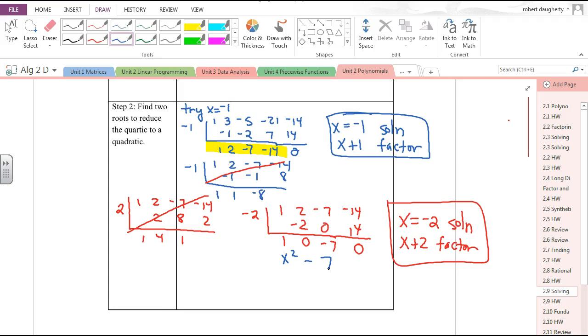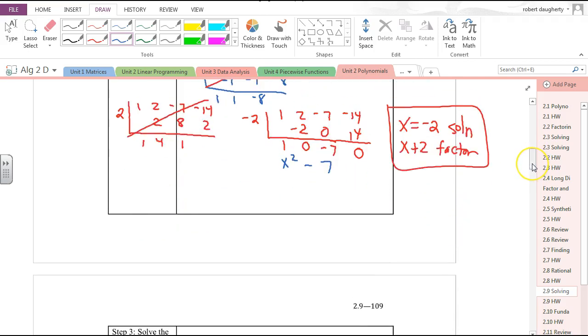So what is the factorization here? F of x is what?